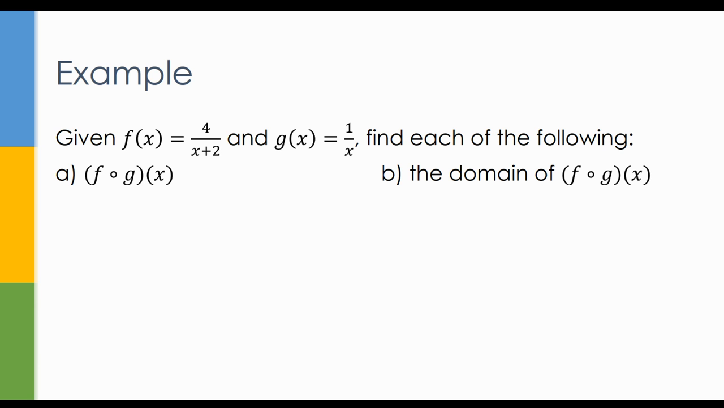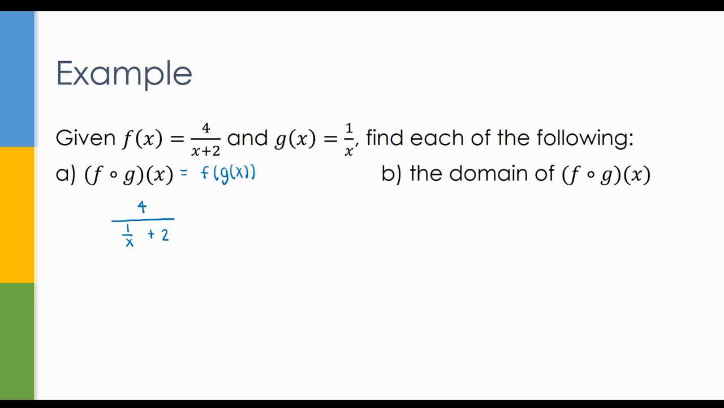All right, so let's take a look at these two functions. We've got f of x equal to 4 over x plus 2, and g of x equal to 1 over x. We're going to find the composition f of g of x, and then we're going to find the domain. So remember, f of g of x means that we are going to be substituting the g of x function into the x in the f of x function. So we're going to keep the 4 on the top, but now instead of x, I'm going to have 1 over x, and then I'm going to add 2. So this is what we need to do.